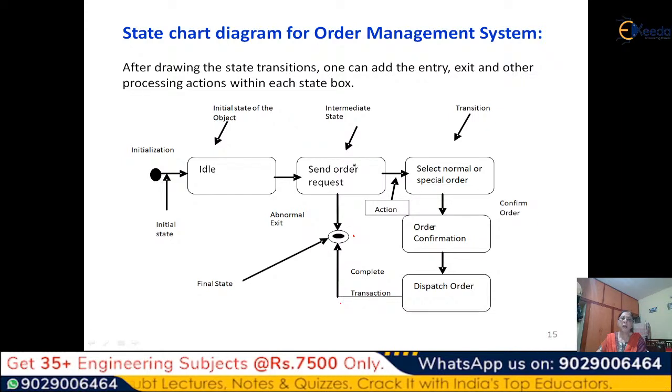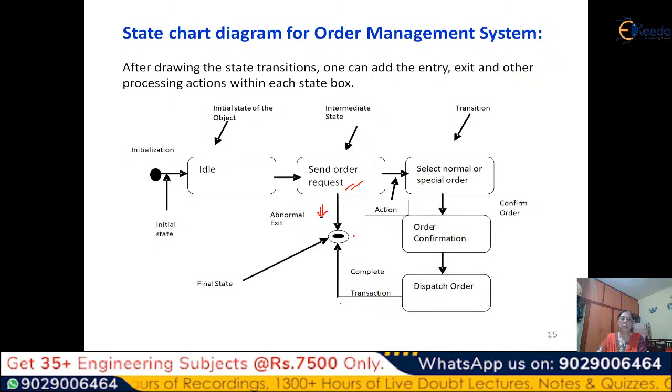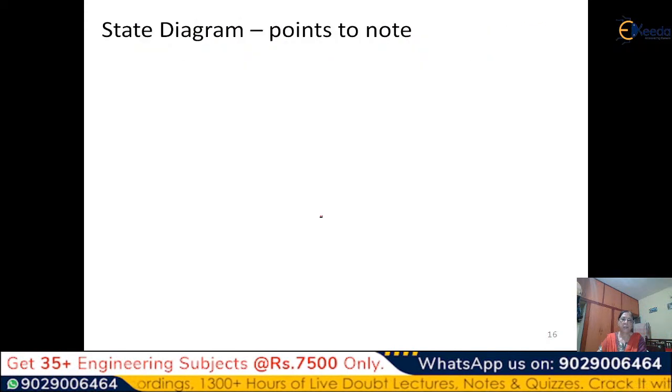But if the request is not correct, or some abnormality happens, or the user may cancel it, he may want to get up or close, then it will come to an abrupt end. So like that you can create the state chart for any use case. Any use case or problem statement will be given to you like that, and you can identify the states and the transitions.